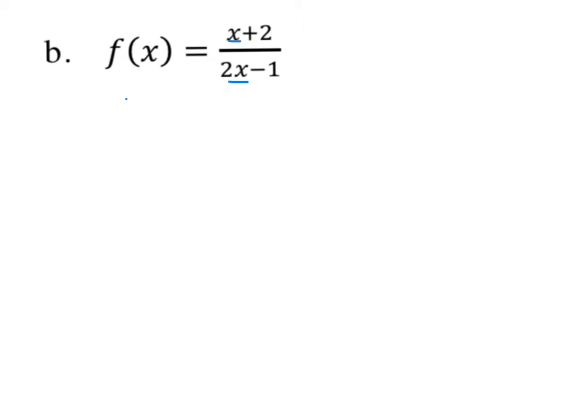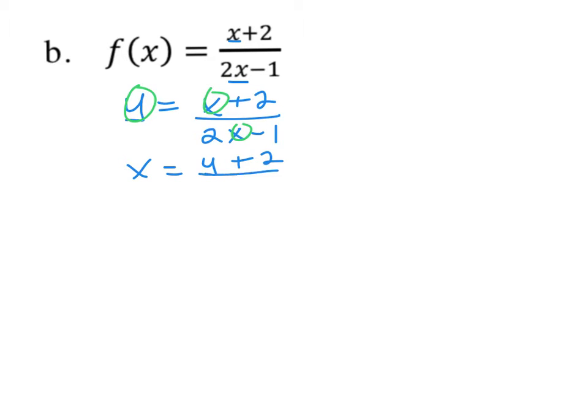So originally, we have y equals x plus 2 over 2x minus 1. And what we're going to do is switch x and y. And yes, as my students asked me, you do have to switch both x's. So it's going to be y becomes x, and x becomes y: x equals y plus 2 over 2y minus 1, and now the fun begins.